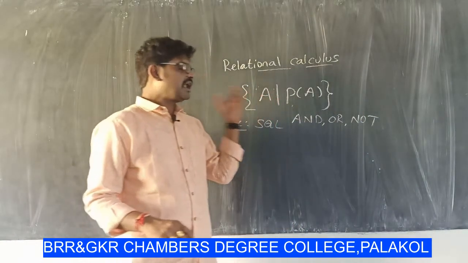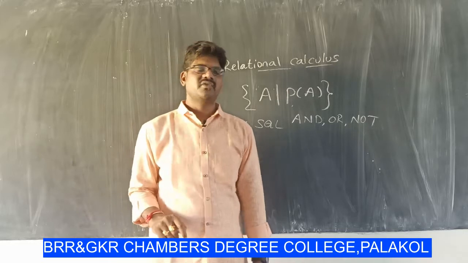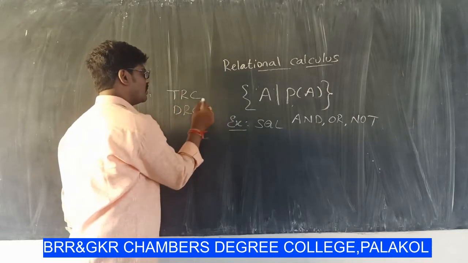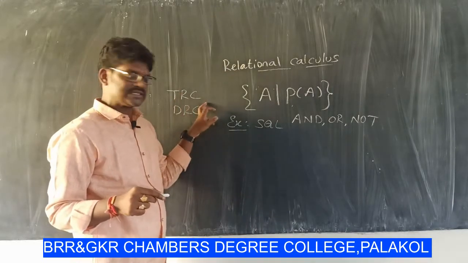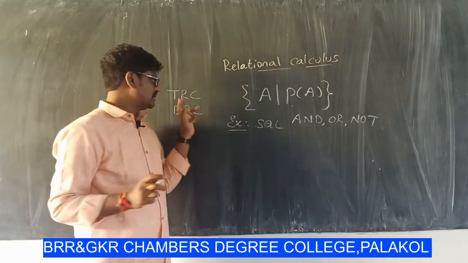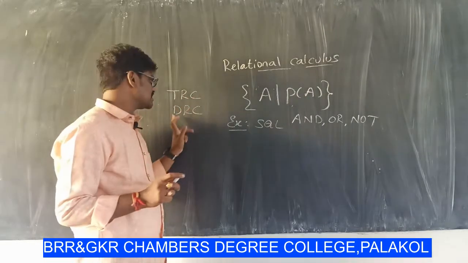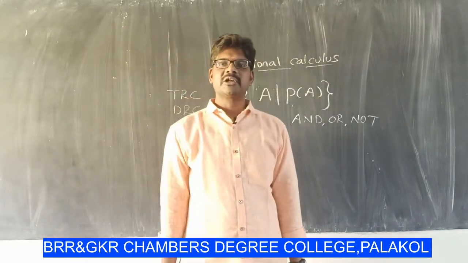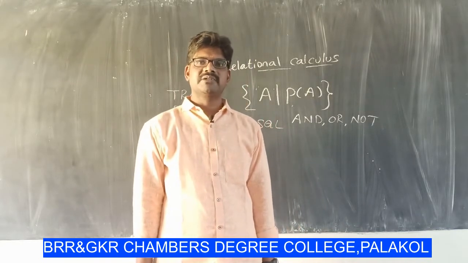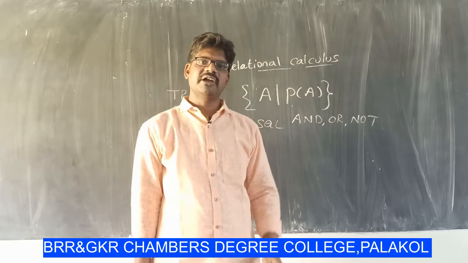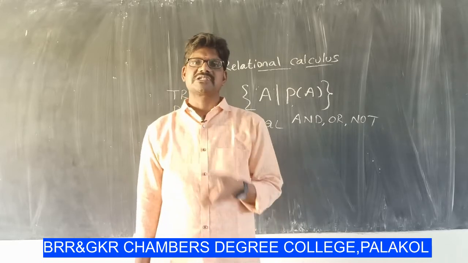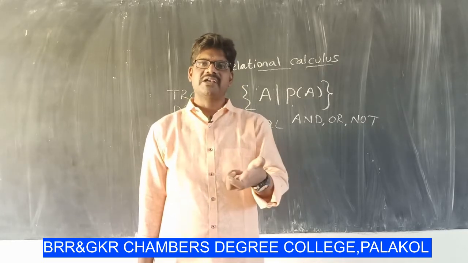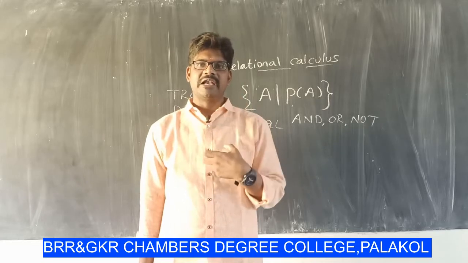Okay, so there are two types of relational calculus: TRC and DRC. TRC is tuple relational calculus, and DRC means domain relational calculus. What is TRC? It mainly deals with tuple variables for which the predicate is evaluated. So it completely depends on the tuples, that is, records. A tuple variable is a variable which takes tuples as its values. That means the record can take the value.